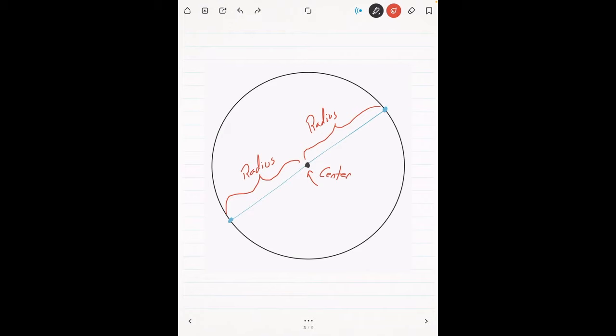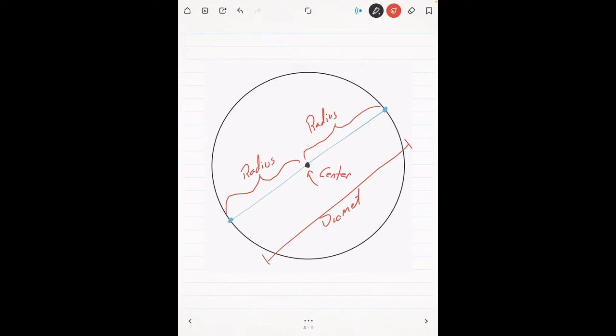So, like I said before, the diameter is just twice the radius because there's two radii that make up the diameter. There's two radii back to back. So that's the idea of these different terms that we have. We have the center point, the radius being this measure or this measure, and the diameter being this whole measure right here.